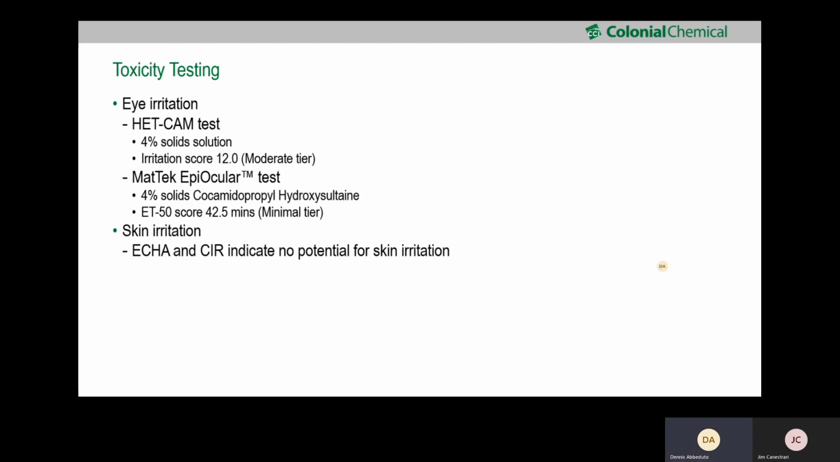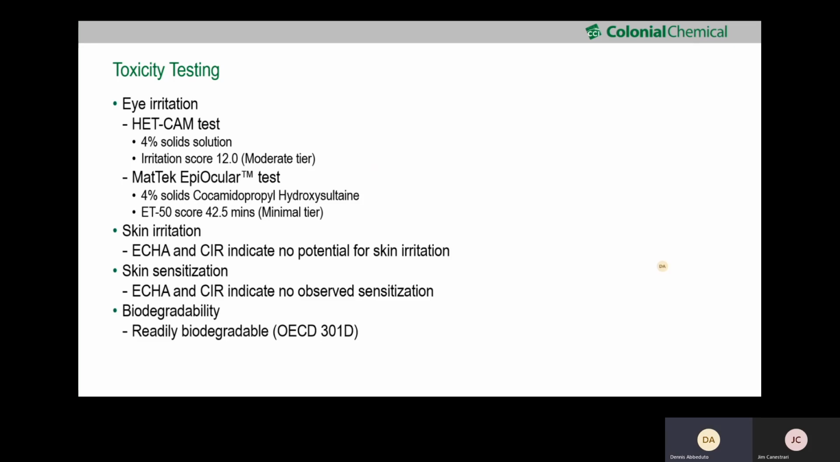For skin irritation, both the ECHA database and the CIR indicate no potential for skin irritation. Same thing for skin sensitization. Sultaines in general and cocamidopropyl hydroxysultaine in particular are readily biodegradable according to the OECD 301D protocol. And under the EU Cosmetics Directive, there are no Annex III restrictions for the use of sultaines.